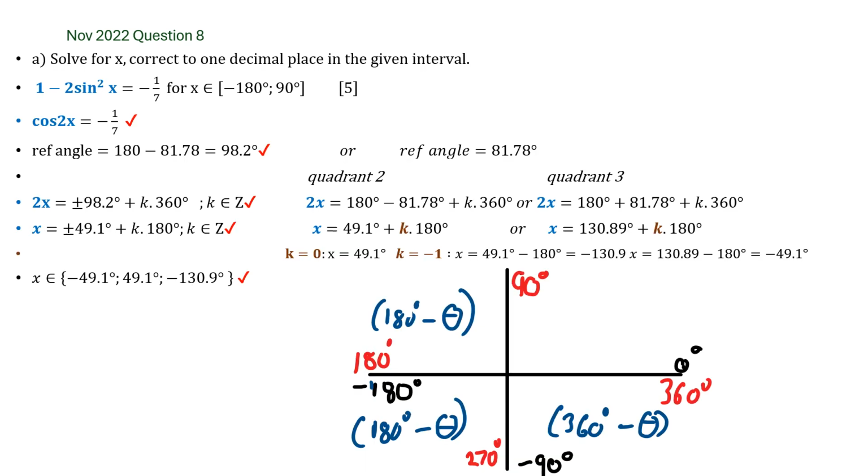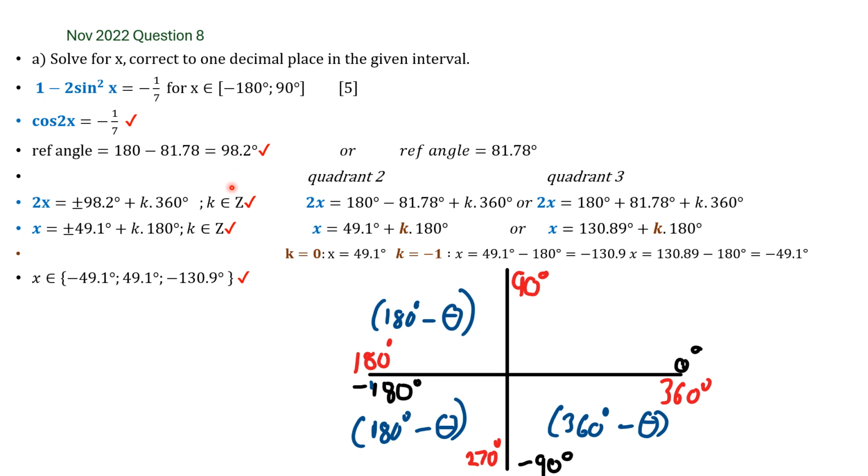First solution. So solve for x correct to one decimal place in the given interval. So 1 minus 2 sine squared x can be written as a cos double angle, cos 2x equal to negative 1 over 7. 1 mark for that. For a reference angle, we're going to say shift cos 2x, negative 1 over 7, which will give me negative 81,78. If I say 180 minus 81,78 that gives me 98,2 degrees. Or you can go and say reference angle, so shift cos 2x, 1 over 7, ignoring the negative, and get a reference angle of 81,78.